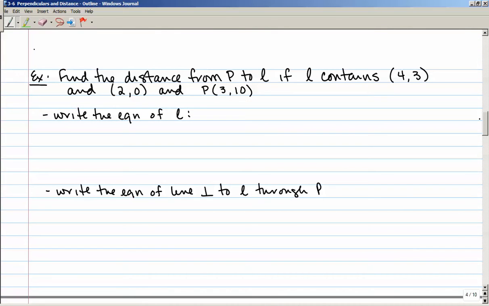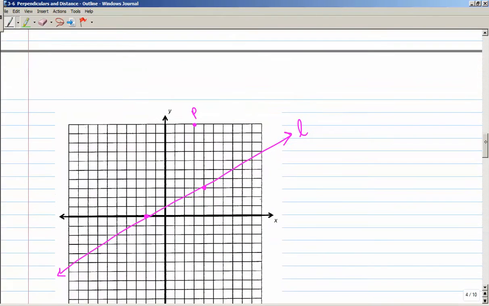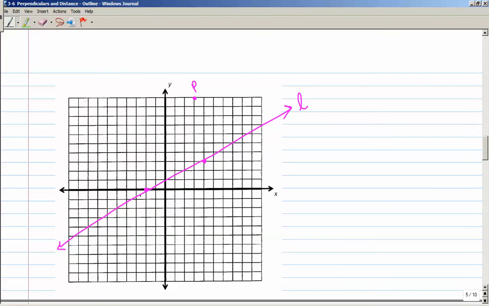Now, here's a really tough problem, and there's a lot of steps, but I think we can do this. Find the distance from point P to line L if line L contains the points 4, 3 and -2, 0, and point P has coordinates 3, 10. Before we dive in, let's take a look at what we're saying here. Here is line L, with the points -2, 0 and 4, 3 on it. And up here at 3, 10 is point P. I need to find how far point P is from line L. In other words, I need to find the length of the perpendicular segment from P to L, represented by this right here.